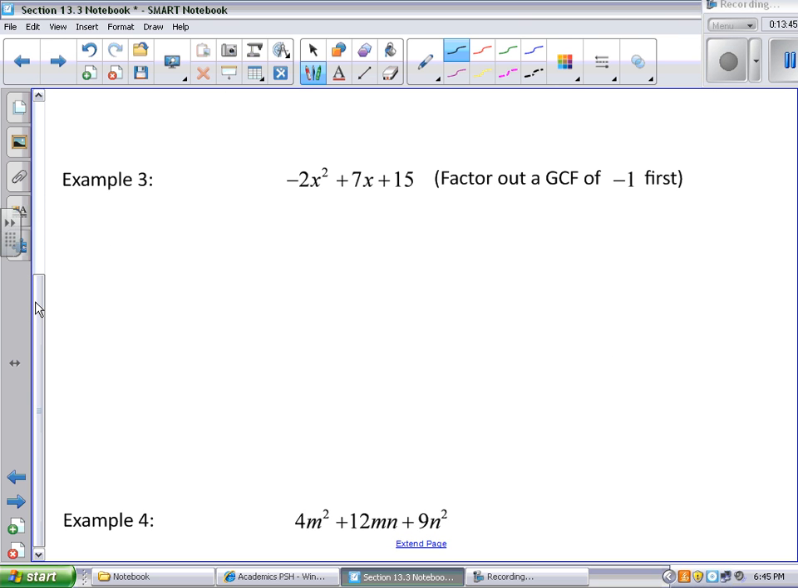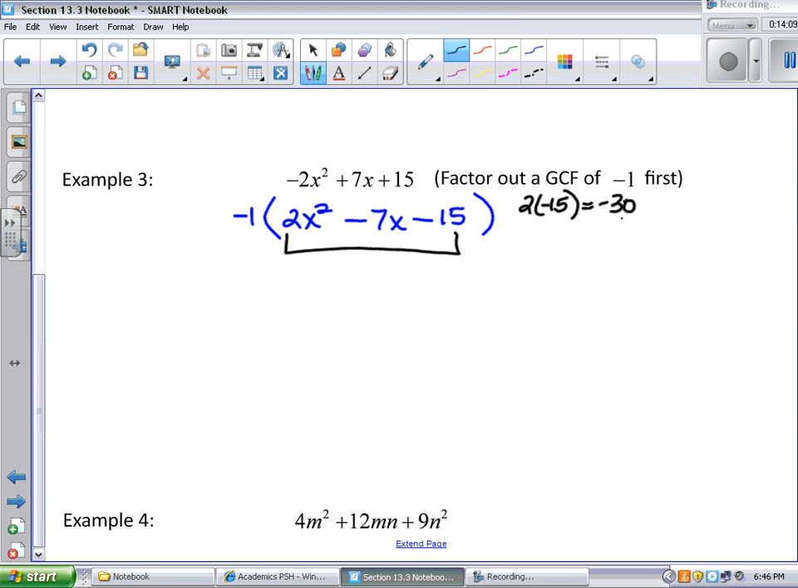Example 3 says factor out a greatest common factor of negative 1 first. If I take out a negative 1, I'm going to be left with 2x squared minus 7x minus 15. And then I factor the trinomial, as we have been doing, multiply. 2 times negative 15 is negative 30. We need all the factors of negative 30 so we can see what adds up to a negative 7.